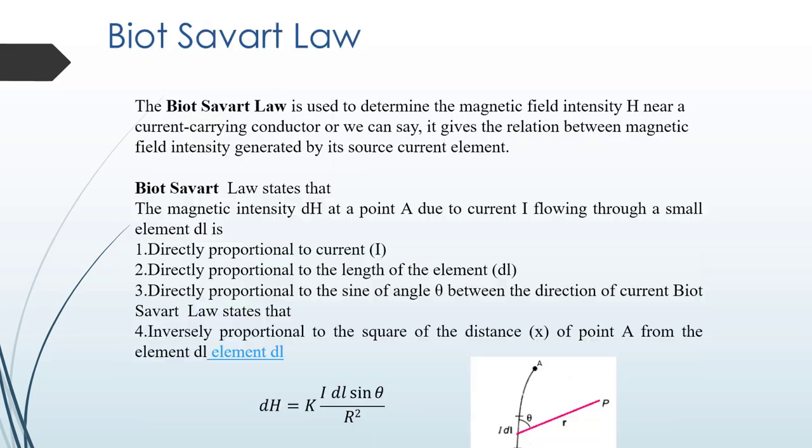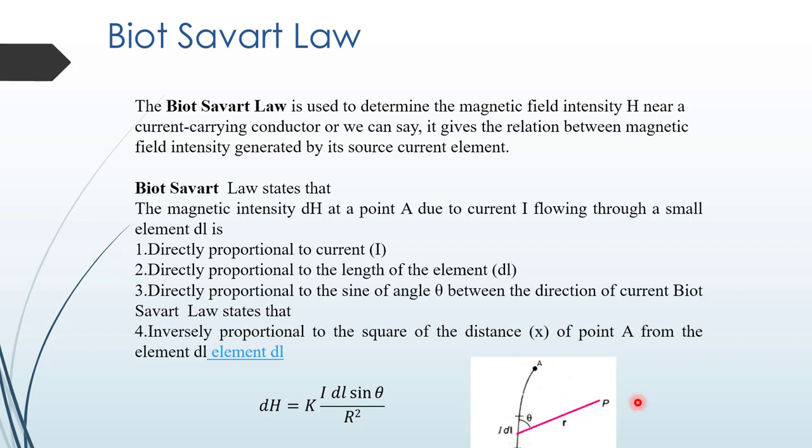Let us first see the first law of magnetostatics, that is the Biot-Savart law. This law gives the relationship between H and I, or it indicates how magnetic field intensity is described, how it is given by an equation. The Biot-Savart law is used to determine the magnetic field intensity H near a current carrying conductor, or we can say it gives the relationship between the magnetic field intensity and its source current element. Now in all magnetic fields henceforth we are going to see the current element I multiplied by a small length dl.